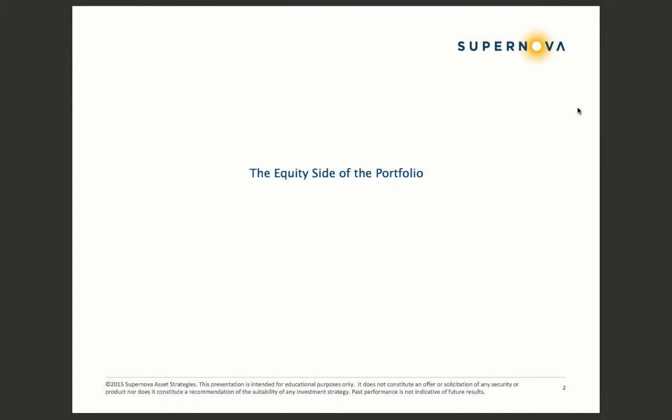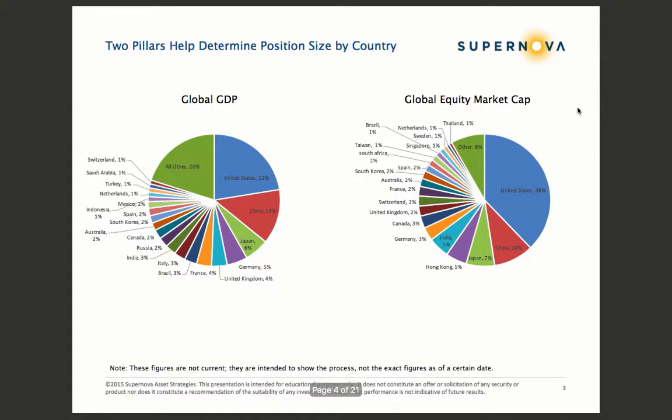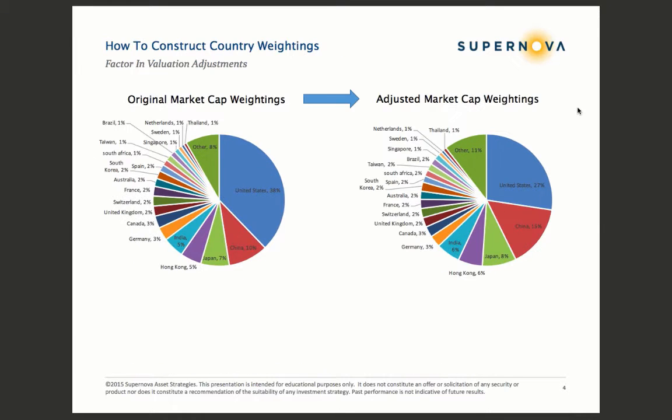Let's start with the equity side of the portfolio. We use two pillars to help determine position size by country. The first is global GDP, and the second is global equity market cap. Both give an indication of size. We then adjust the market cap weightings based on valuation. We use both Shiller PE and market cap to GDP, and the data behind how good these are as predictors of future performance is very, very stunning.